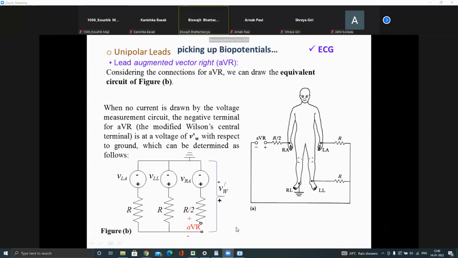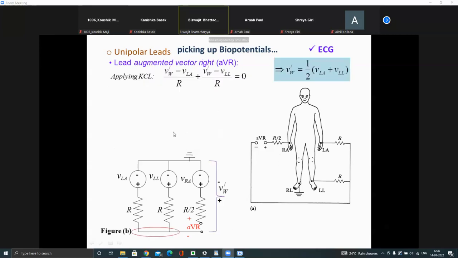So ultimately, let's see the analysis. We are applying a nodal analysis. We apply KCL. So that voltage we are calling VW dash, after we open it out. So VW dash minus VLA plus VW dash minus VLL is equal to 0. The algebraic sum is 0. From that, we can find out the value of VW dash. Just KCL we are applying at that particular node. So VW dash is what? It is the average of VLL and VLA.